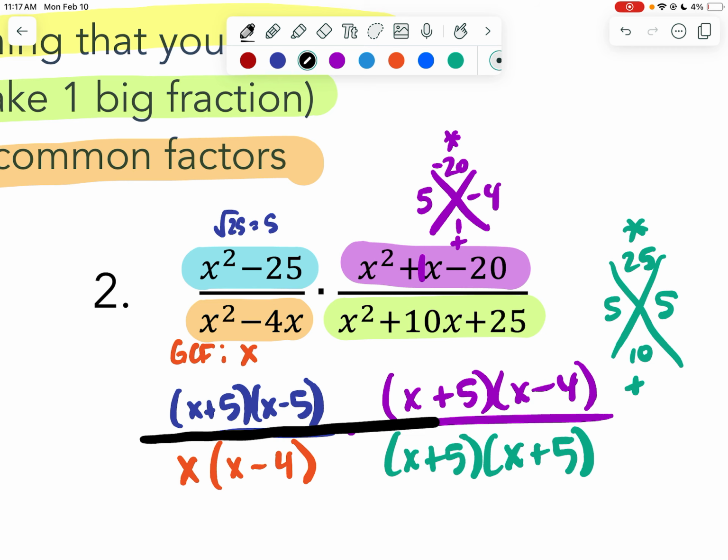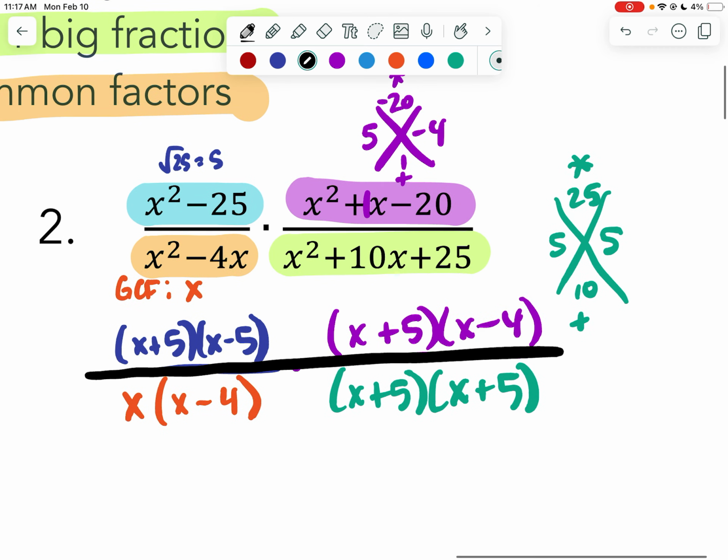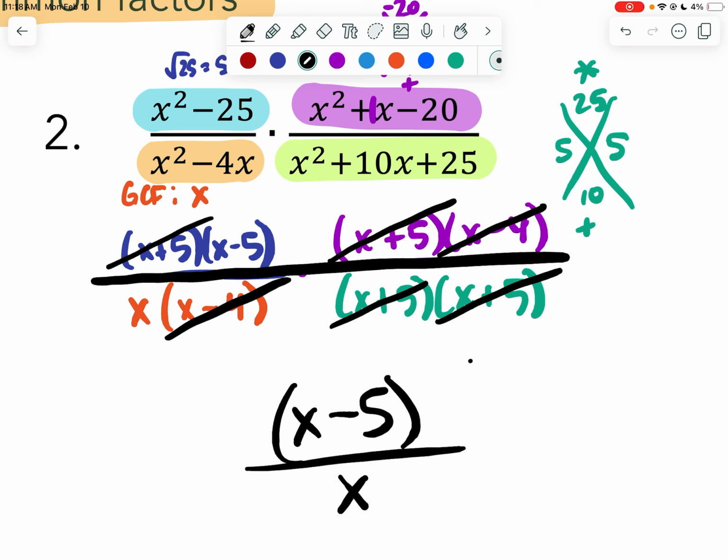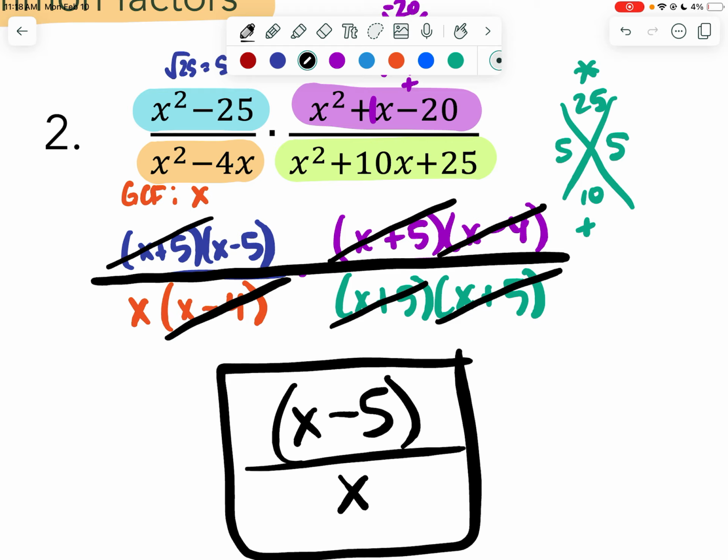Now I'm going to make it one big fraction and cancel anything that I can. Just remember, you can only cancel in a 1-to-1 ratio. So like this x plus 5, I'm going to cancel with 1 on the bottom. Okay, there is another x plus 5 on top and another one on bottom, so I can cancel those. And there's also an x minus 4. I can cancel those. Okay, so I'm left with x minus 5 over x. Please do not cancel those x's.